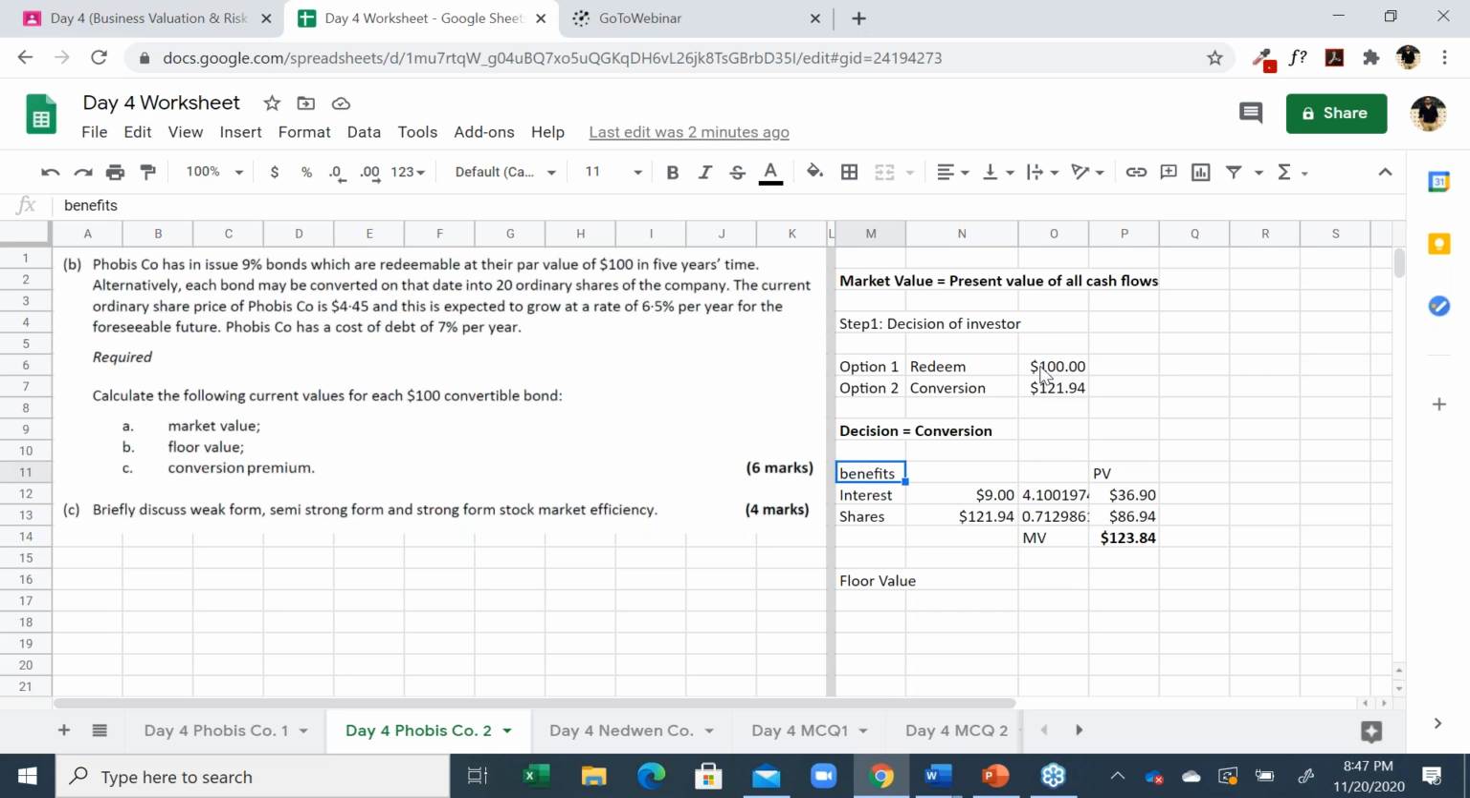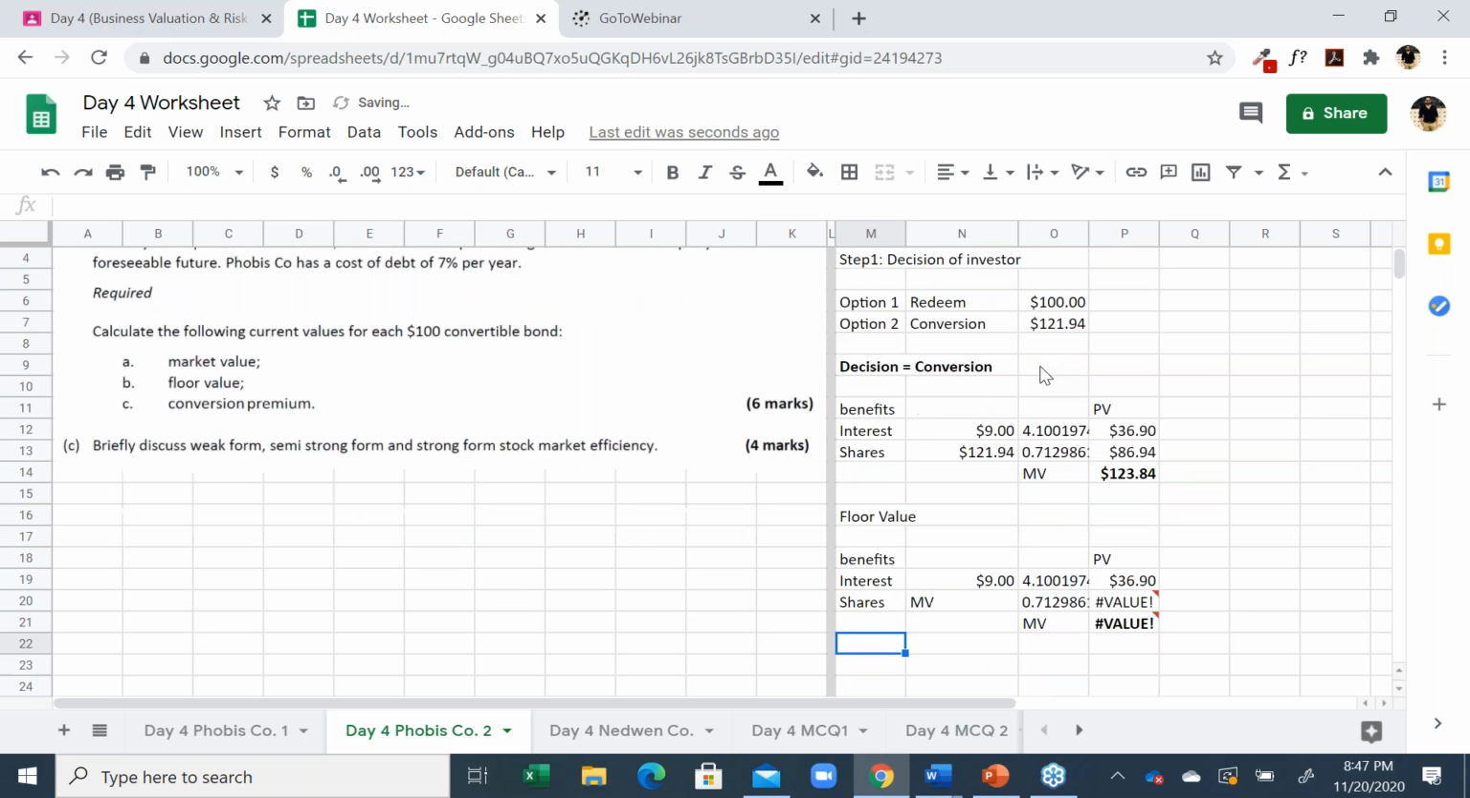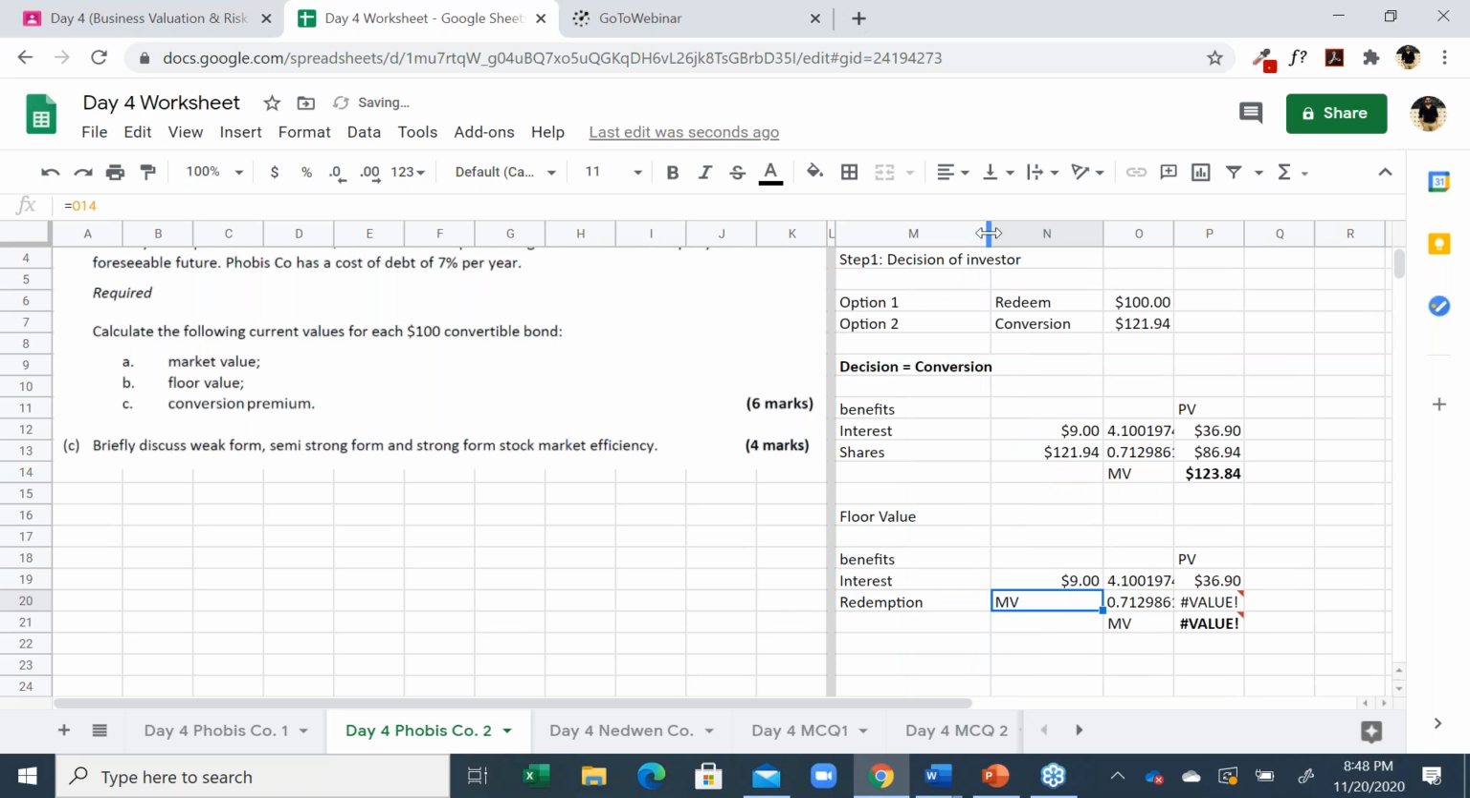So instead of putting in the most likely value that the investor will be getting, if we put in the minimum that he will be getting, the final answer will be the floor value, or we can call it the minimum value of this investment. So let me copy this. The interest will still be received, right? And this will have the same value. But let me assume that the worst situation will be that the company will be redeeming the bonds.